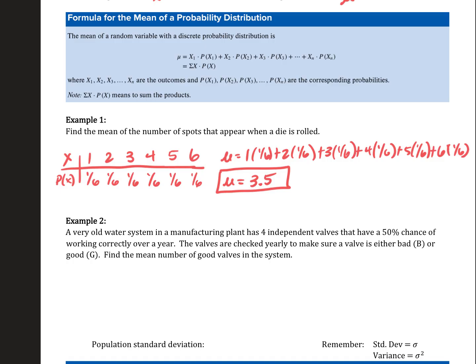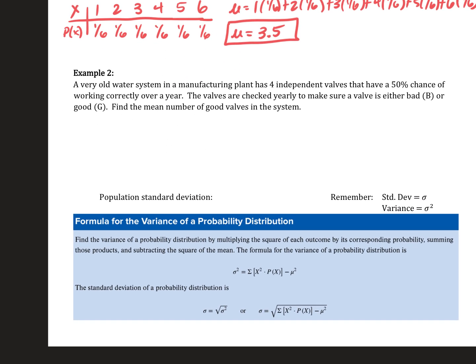All right, example 2. Go ahead and do that one on your own real quick. So a very old water system in a manufacturing plant has 4 independent valves that have a 50% chance of working correctly over a year. The valves are checked yearly to make sure the valve is either bad or good. So find the mean number of good valves.